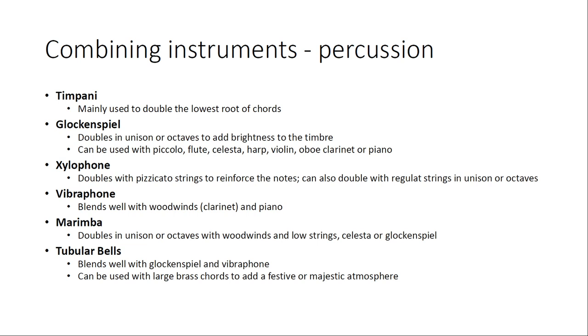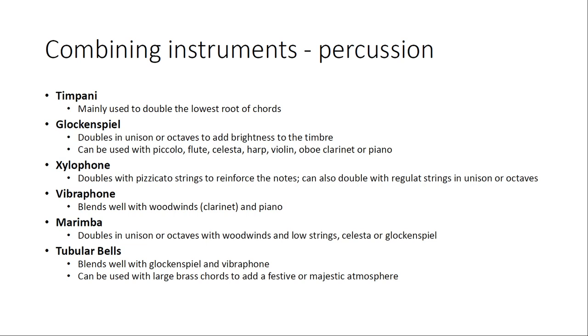The glockenspiel doubles in unison, if the range allows it, of course, or octaves, which is more likely to add brightness to the timbre. It can be used very effectively with piccolo, flutes, celesta, harps, violins, oboe, clarinet, or piano. Especially in the higher registers, it sounds really cool with the piano.